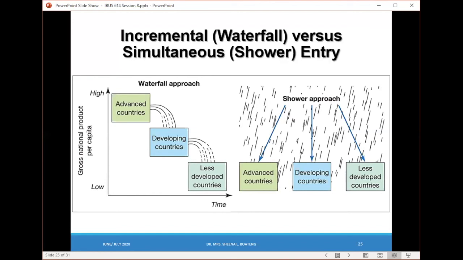So these are diagrams that represent the waterfall approach and the shower approach, also known as the incremental and simultaneous approach. And here we can see that under the waterfall approach, just like the models we have talked about with Amazon and Lancaster, they start from more advanced countries and then they trickle down into developing and less developed countries, depending on the level of experience that they have gained and how over time these countries have found themselves in a position where they can facilitate the level of infrastructure and processes that are required for the product or service to be effectively marketed and sold within their market.